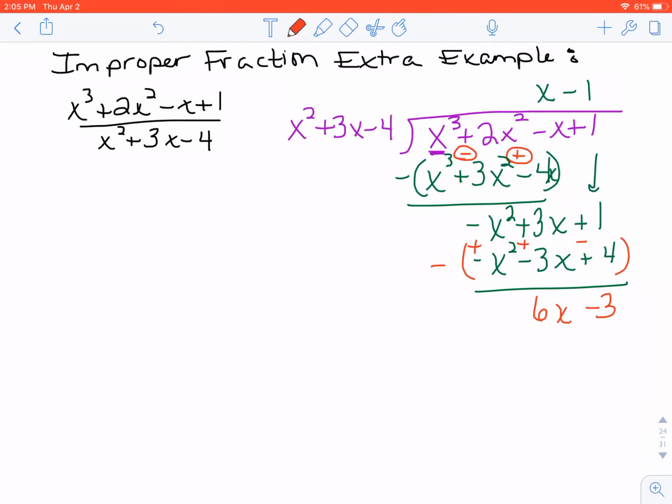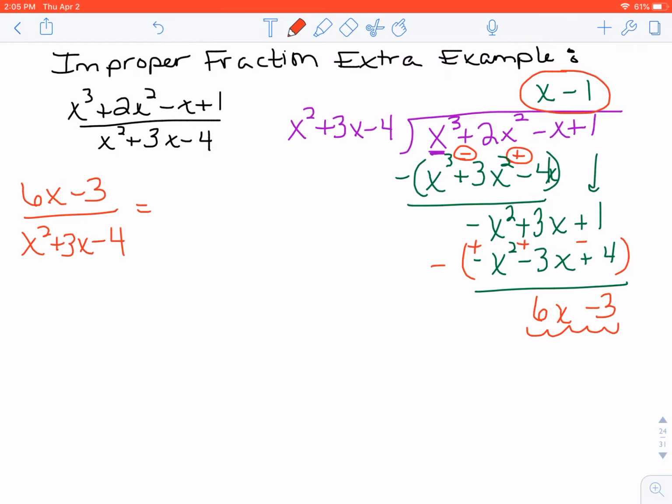So the x minus 1 is the part that we factored out. We're going to place that in our answer. Don't forget about that part. The remainder is what's left. So we are left with 6x minus 3 over x squared plus 3x minus 4. Now it's a proper fraction, so the power on the top is less than the power on the bottom.